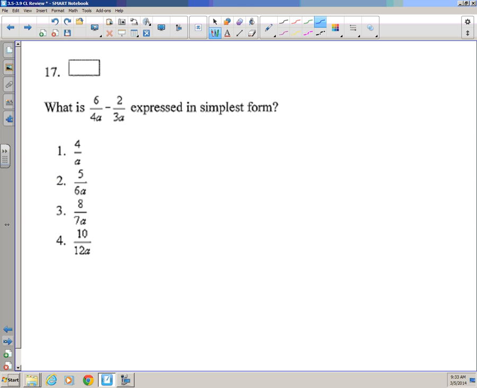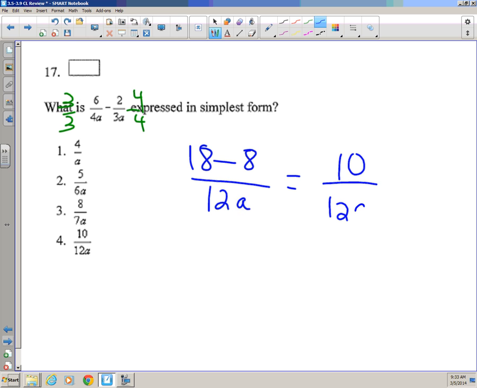17. Simplest form. So my denominator is 12a. First fraction needs to be multiplied by 3. Second fraction is multiplied by 4. I get 18 minus 8, which becomes 10 over 12a. Well, I can divide both of those by 2. 5 over 6a, choice 2.